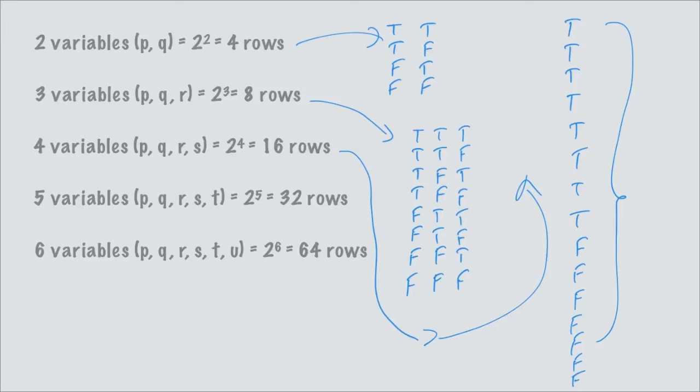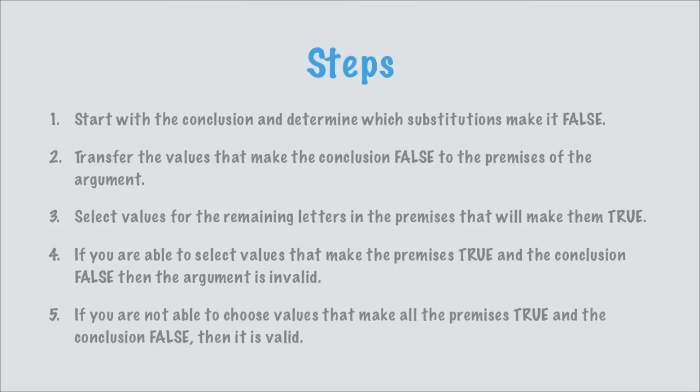And how we're going to do it is by creating those rows ourselves. So what we do when we do the short method is, rather than plugging in all the possible combinations, we start with the conclusion and try to determine which substitutions would make it false. So I start with the conclusion, say, if I want to know if it's possible for there to be all true premises and a false conclusion, well, the first thing I do is pick T's and F's such that the conclusion is made false. Then whatever values I pick for that conclusion, I have to put those into whatever premises.